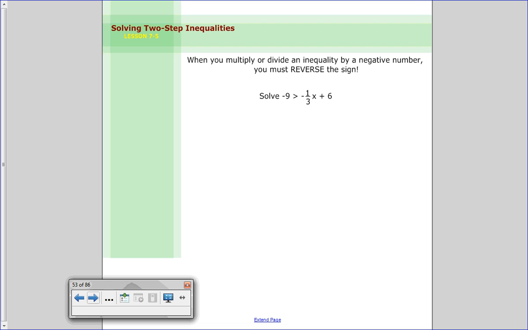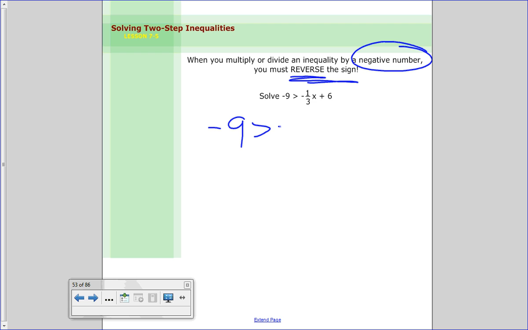All right, now here's a key point. So far we've been multiplying or dividing by positive numbers. But when you multiply or divide an inequality by a negative number, you have to reverse the sign. That is key. Otherwise, your problem's going to be all wrong. So for example, negative 9 is greater than negative 1/3 x plus 6.